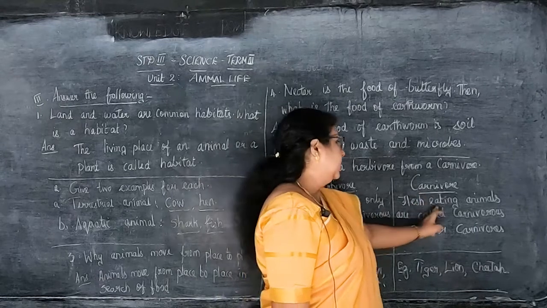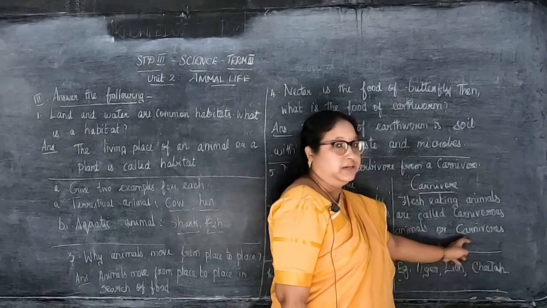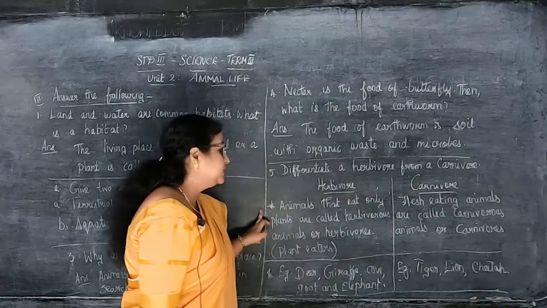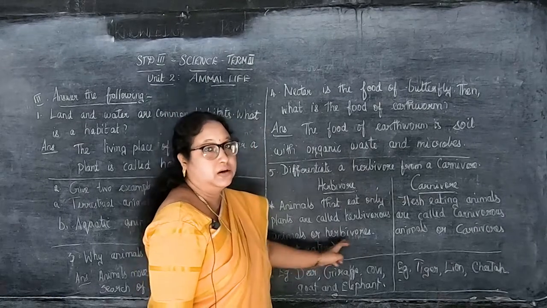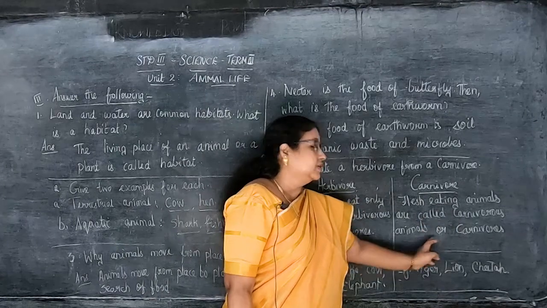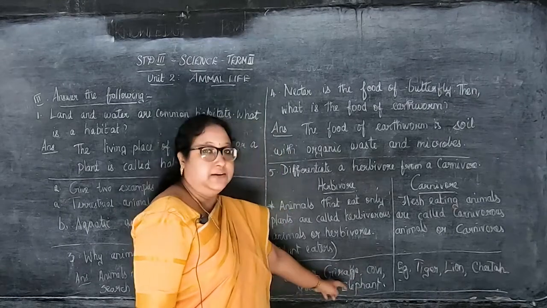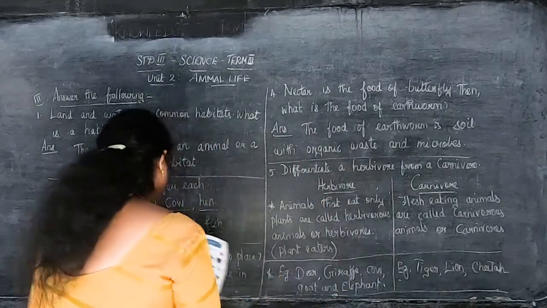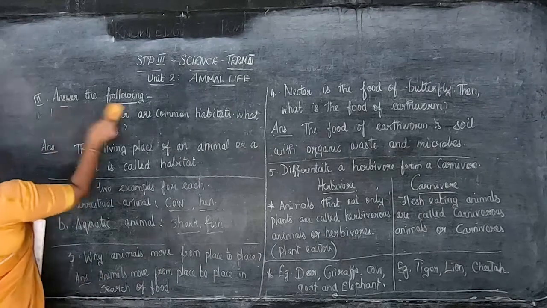Carnivore: flesh-eating animals are called carnivorous animals or carnivores. Example: tiger, lion, cheetah. So animals that eat only plants are called herbivorous animals or herbivores, plant eaters. Flesh-eating animals are called carnivorous animals or carnivores. Example: deer, giraffe, cow, goat and elephant. Example: tiger, lion and cheetah. Okay, children. Now next we'll go to the 6th question. So I will finish this, children.